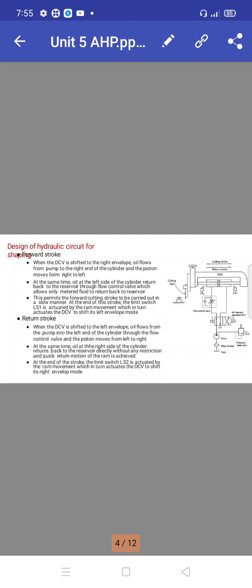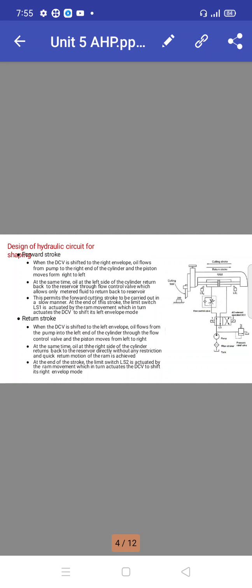At the same time, oil at the right side of the cylinder returns back to the reservoir directly. So here, without any intermediate setup, the oil is transferred directly to the reservoir, directly without any restrictions, and quick return motion of the ram is achieved.